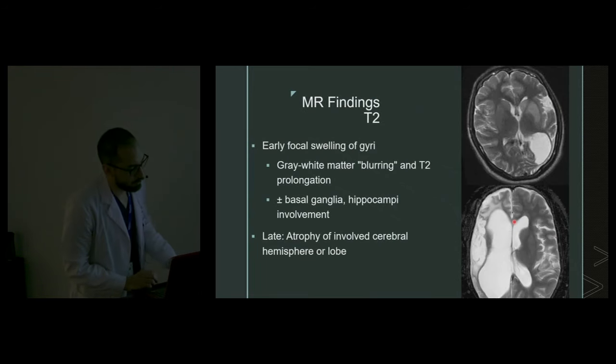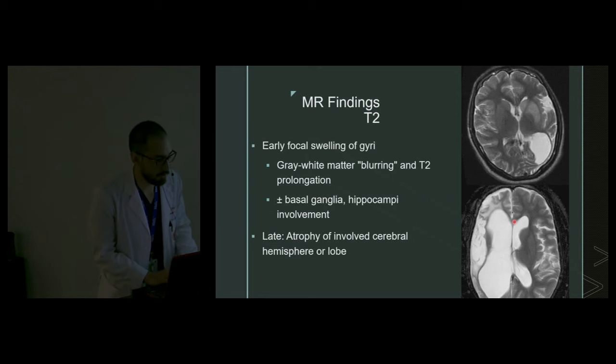On the T2, we can see the early focal swelling of the gyri. We can see as well the gray-white matter blurring and the T2 signal prolongation. It could affect basal ganglia and hippocampi. On the late stages, which are these images both, we can see atrophy of the whole hemisphere or a lobe.